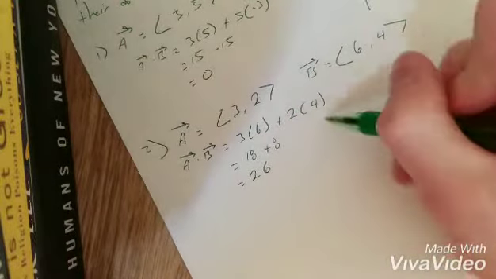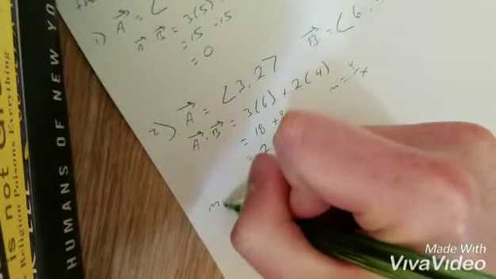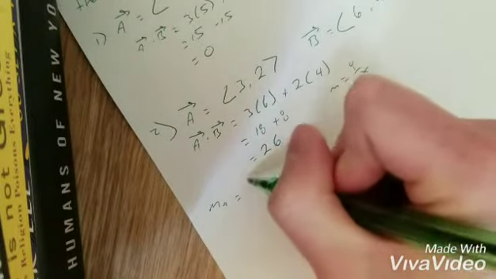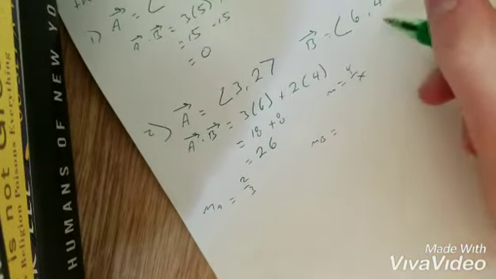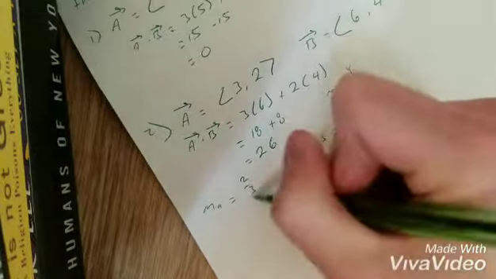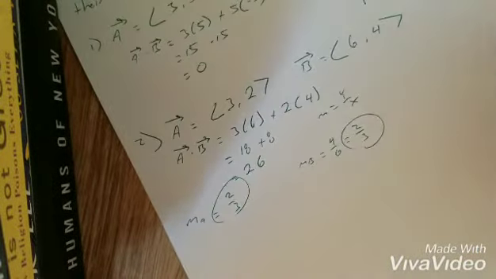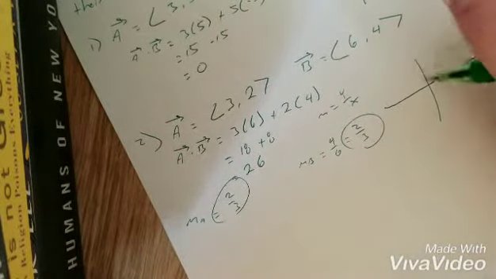So slope is y over x. So the slope of A is going to be 2 over 3. And then the slope of B is going to be 4 over 6, which reduces to 2 over 3. So since their slopes are the same, we know that we have parallel lines here, and we can prove it by, well, we just proved it, but now let's visualize it.